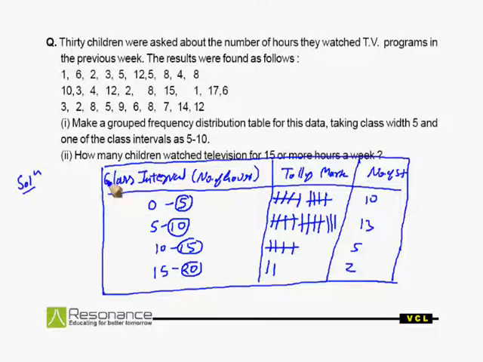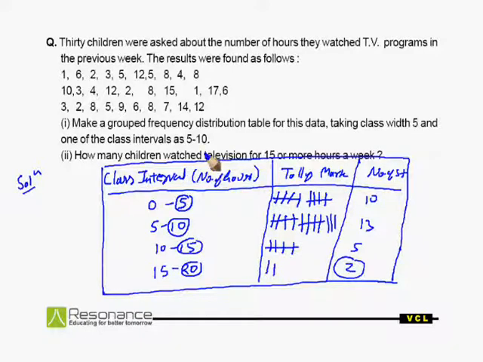Now the second part is how many children watch television for 15 or more than 15 hours a week. 15 or more than 15 hours a week, that is, we have to include this class interval, that is from 15 to 20, representing the number of students who are watching TV for 15 or more than 15 hours. So there are 2 students who are watching the TV for 15 or more than 15 hours.